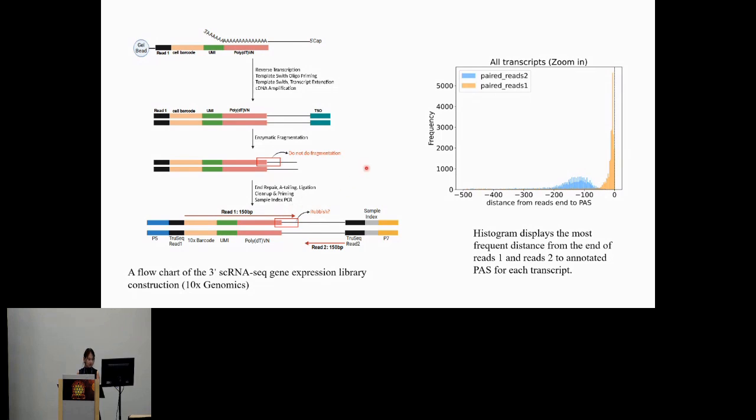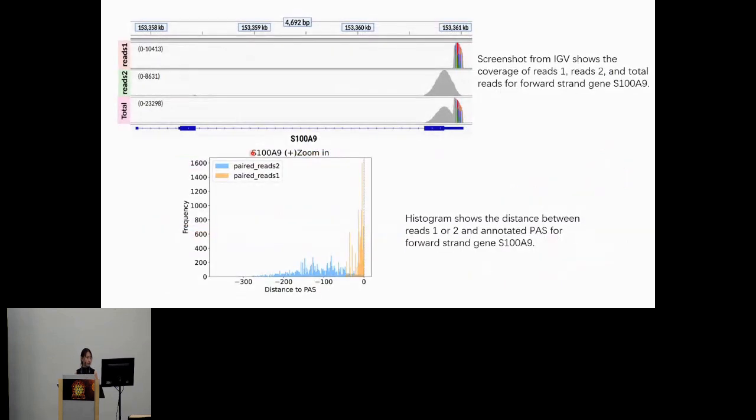To prove that assumption, we compare the distance from the termination of Read 1 and Read 2 to the annotated polyadenylation site for a transcript, and we found that Read 1 is closer to the true polyadenylation site compared with Read 2. Here we also show an example gene. You can see in the first panel that the coverage of Read 1 is closer to the end of the transcript.